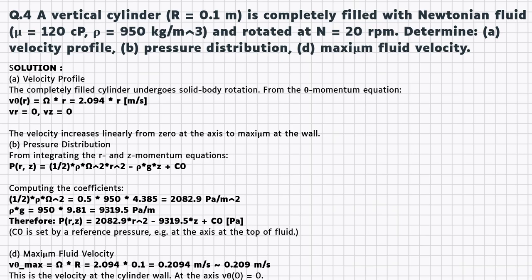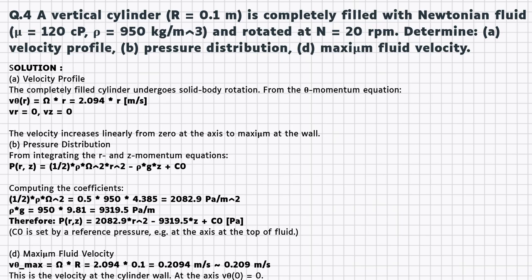For velocity profile, since the container is fully filled, the fluid undergoes solid body rotation. This means every fluid particle rotates together and the velocity increases linearly with radius. So, velocity is 0 at the center and maximum at the wall.